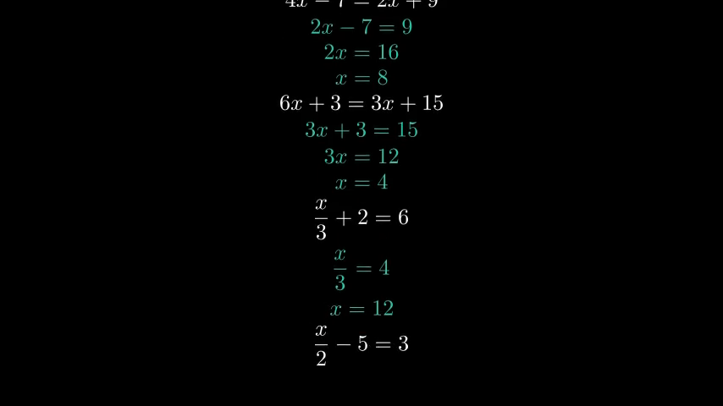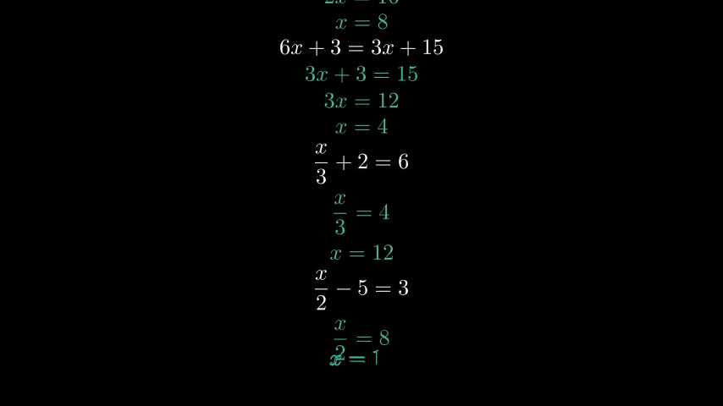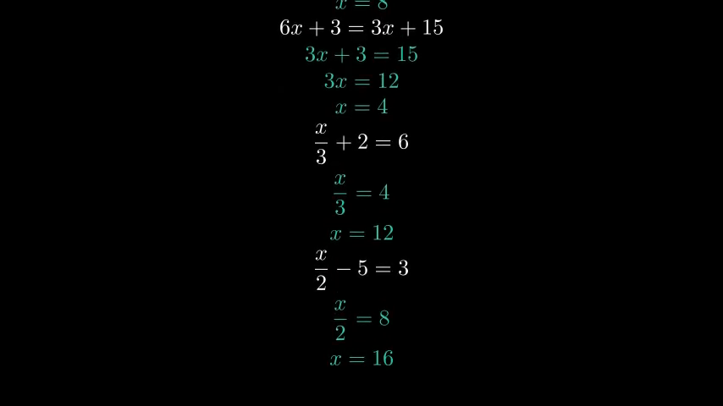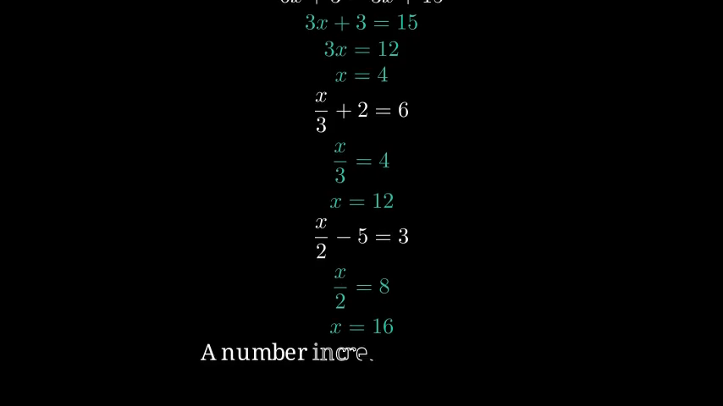Question 8. x over 2 minus 5 equals 3. Pause. Solution. Add 5 to get x over 2 equals 8. Multiply to get x equals 16. Fractions are not hard, just follow the steps. Now let's try a word problem.